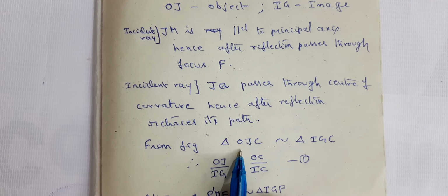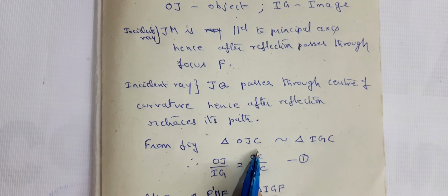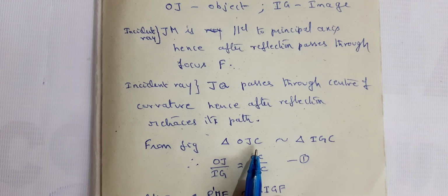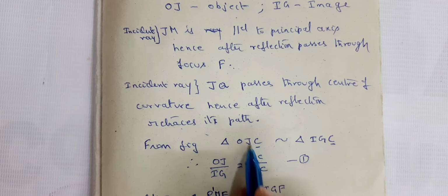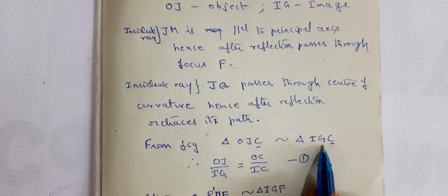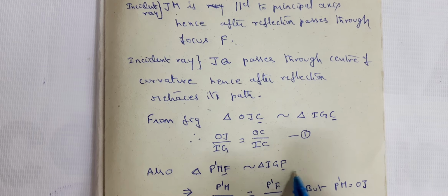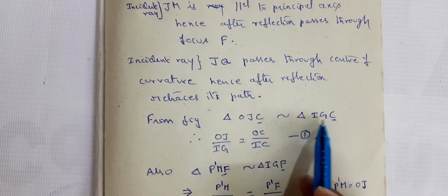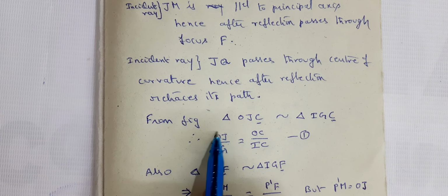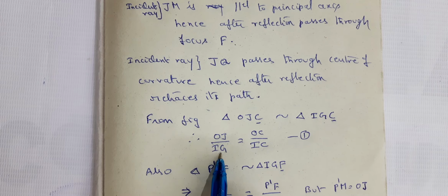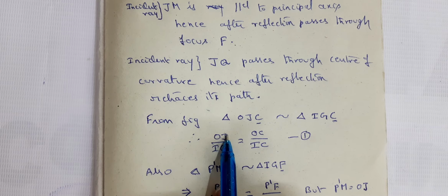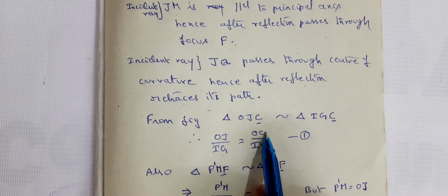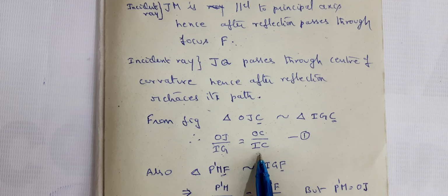Now from the figure, I said already that there are four triangles altogether. The two triangles having a common vertex C are similar, as well as the ones having a common vertex F. When these two triangles are similar, then the size of the object by the size of the image is equal to OC by IC. That is, height of one triangle by height of the other triangle is equal to base of one triangle by base of the other triangle.